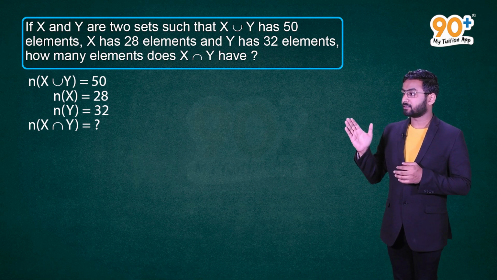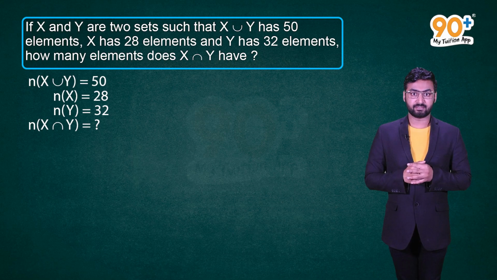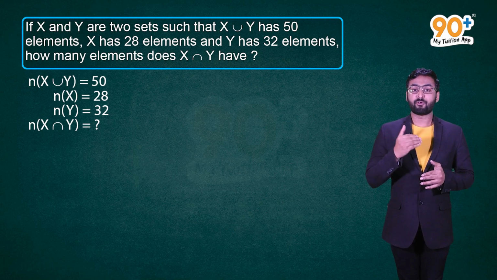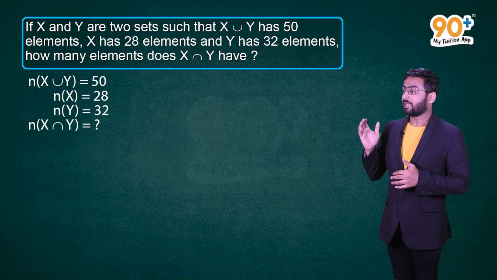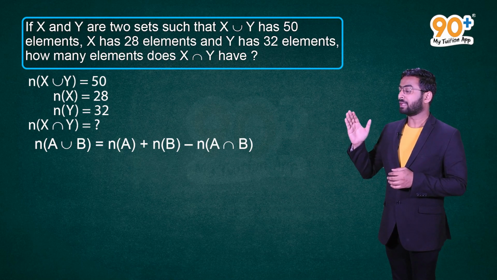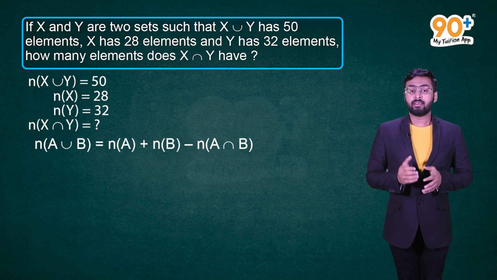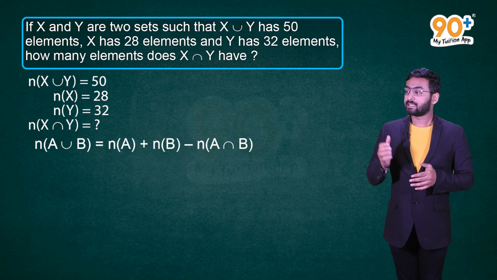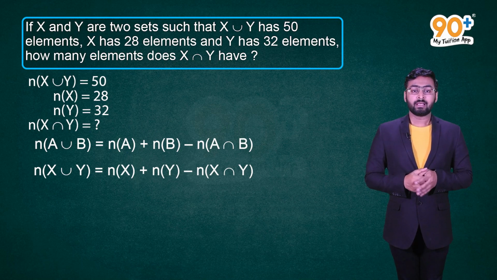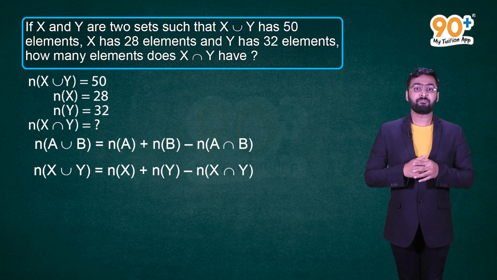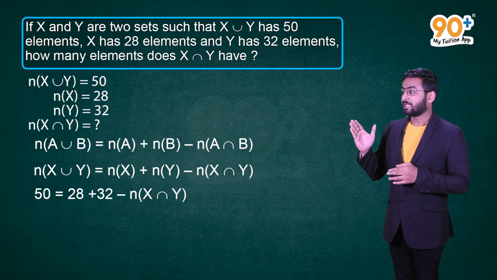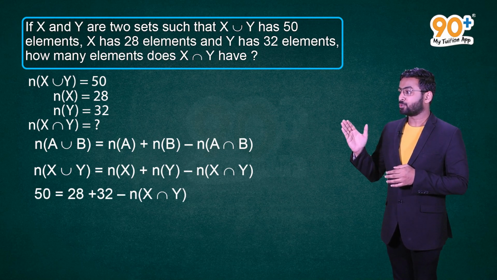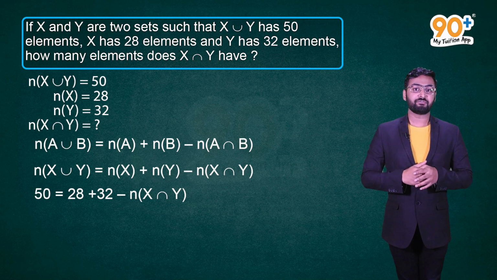Now, looking at the data, what is the formula that can be used here? Yes, we can use the formula for finding the number of elements in the union of two sets. That is, n of A union B is equal to n of A plus n of B minus n of A intersection B. Here, instead of A and B, we will be using the sets given here, that is X and Y. Now, let us substitute the values in the formula.